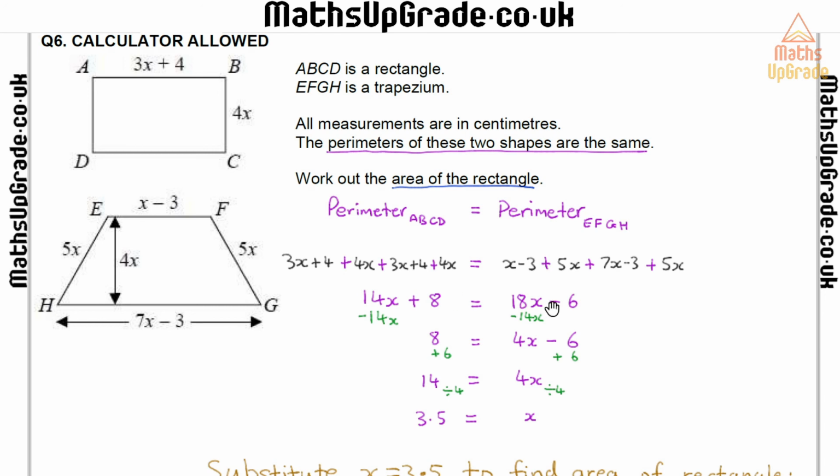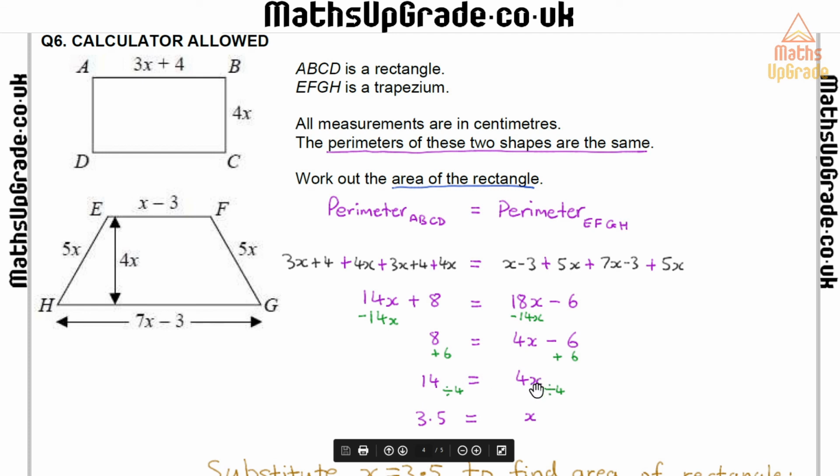Now using the balancing method, I can subtract 14x from both sides, because I've got unknowns on both sides. That leaves me with 8 equals 4x minus 6. So now I've only got x on one side, which is good. I'm going to leave the x here, but I need to get rid of this negative 6. The inverse of negative 6 is add 6. So add 6 to both sides, and I get 14 equals 4x.